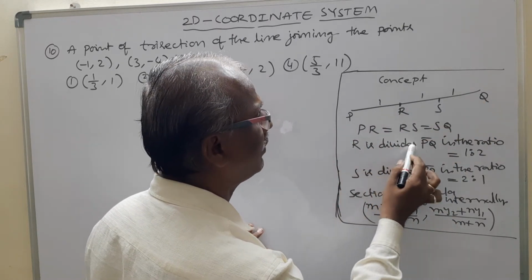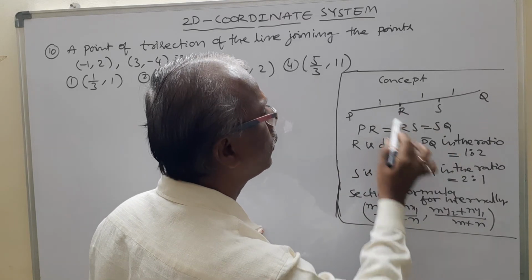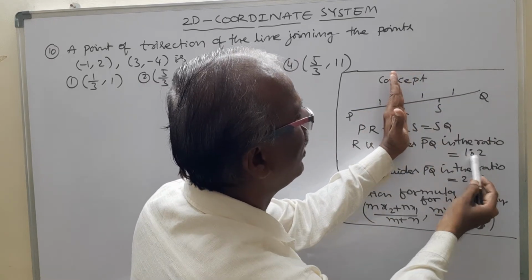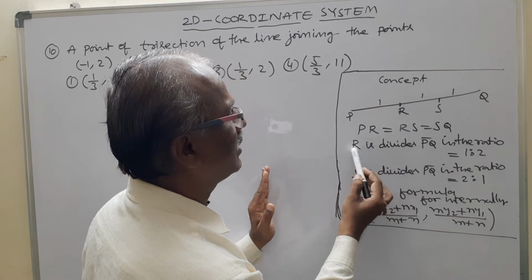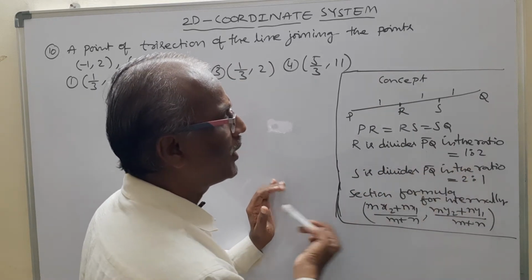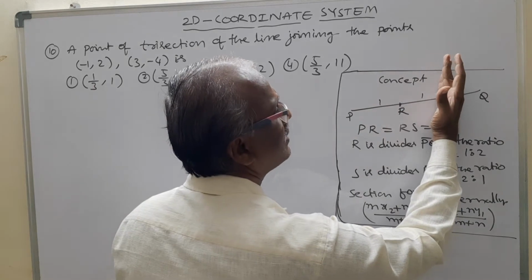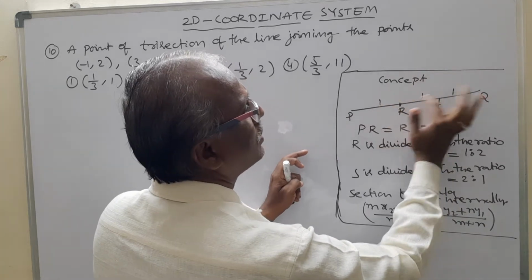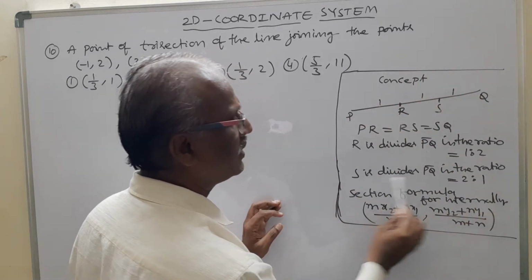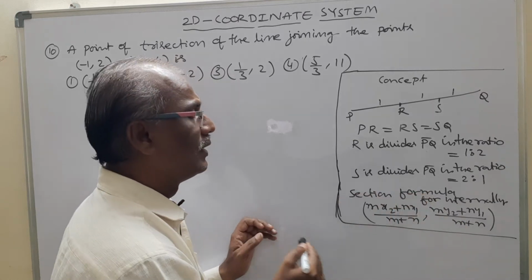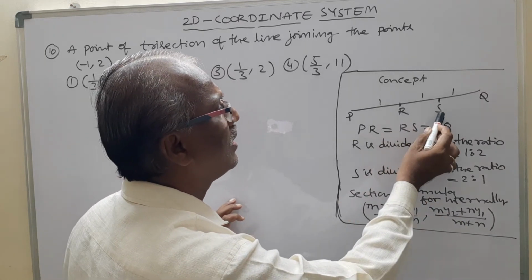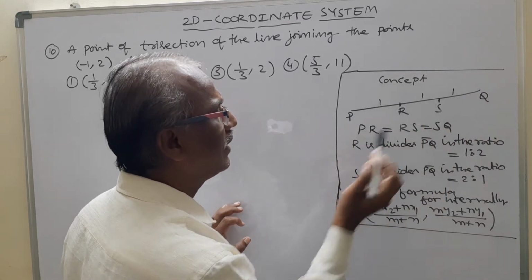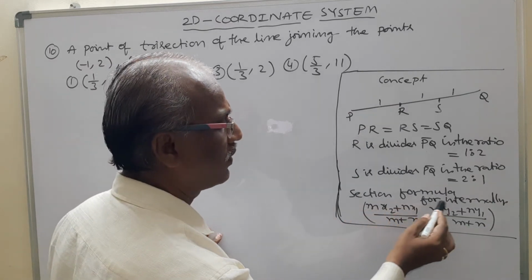R is the first point of trisection. R divides PQ in the ratio: this is one part, and 1 plus 1, 2 parts, so 1 is to 2. The first point of trisection, R, divides PQ in the ratio 1 is to 2. Next, S is the second point of trisection. S divides PQ with 2 parts to 1 part, so 2 is to 1. S divides PQ in the ratio 2 is to 1. These R and S are internal points on the line segment PQ. This is the section formula for internal division.